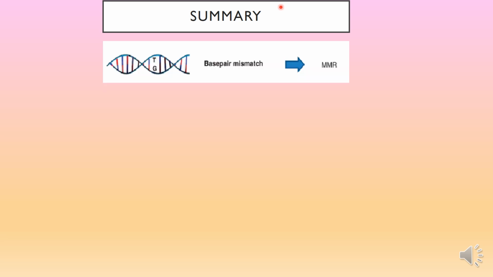So let us take a quick look at the various mechanisms that repair DNA damage in our body. This is a summary. The first kind is the mismatch repair mechanism, and it repairs base pair mismatch. Here you can see thymine is paired with guanine, whereas it should have been guanine with cytosine. This kind of base pair mismatch is repaired by MMR, or mismatch repair.